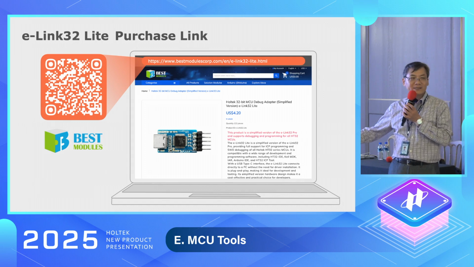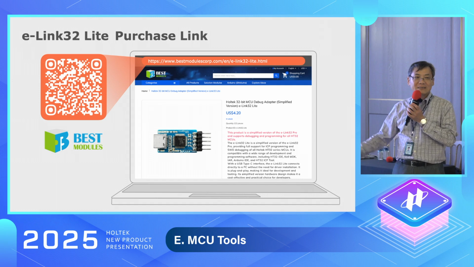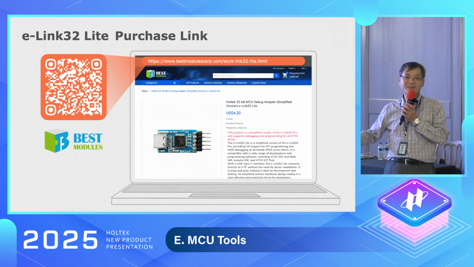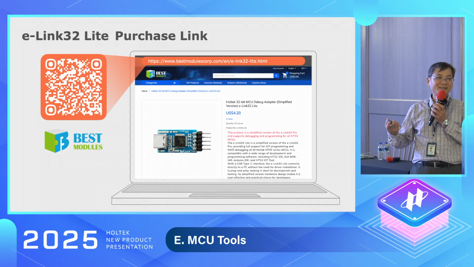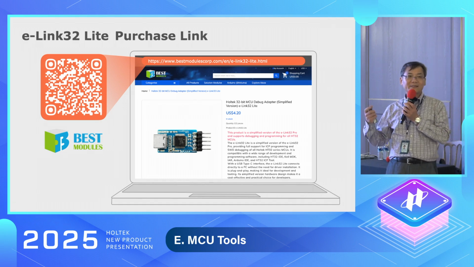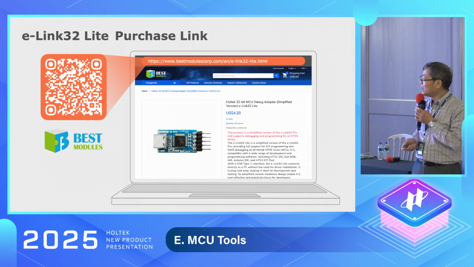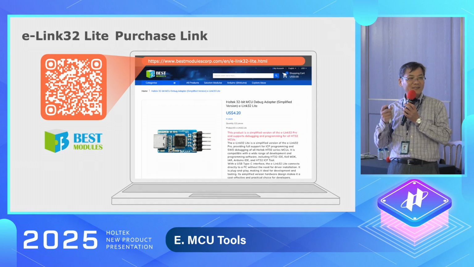To develop with Holtek's MCU is extremely cost-effective. The hardware, E-Link Lite, is now $4 something. It's just like a cup of Starbucks latte. Very cheap. And our software tool, IDE, is free of charge. So why not start programming a new Holtek project from today?